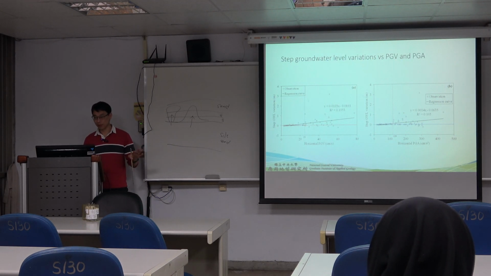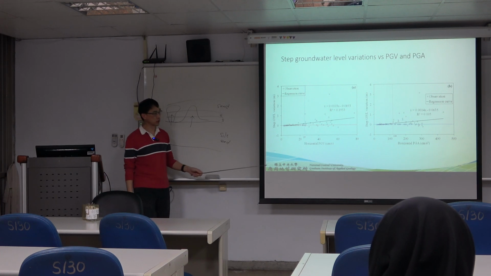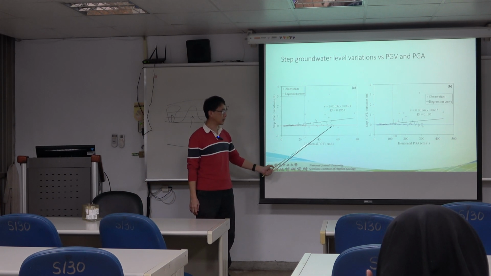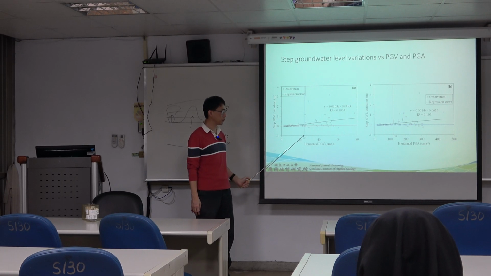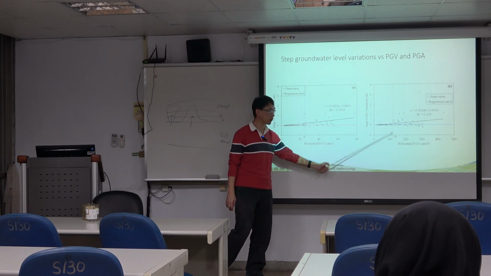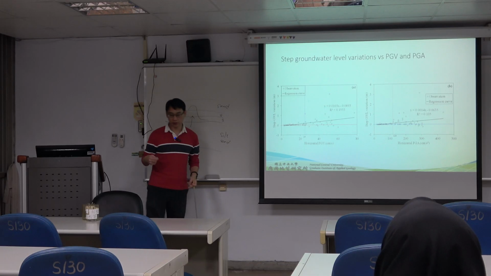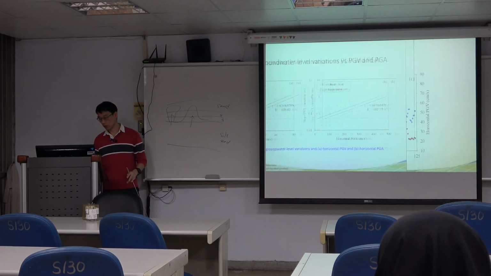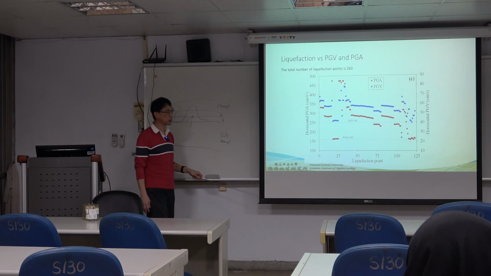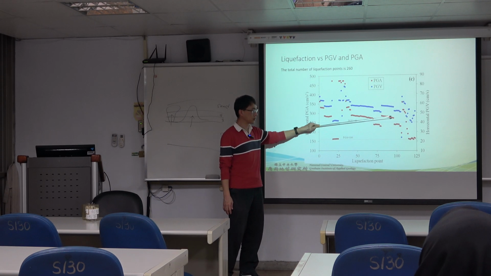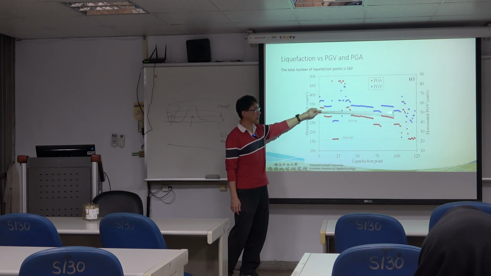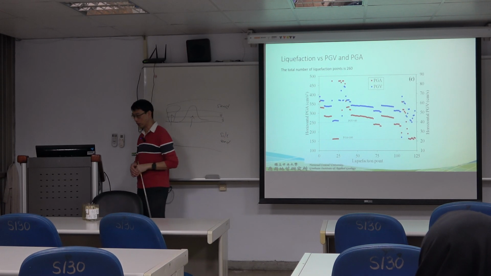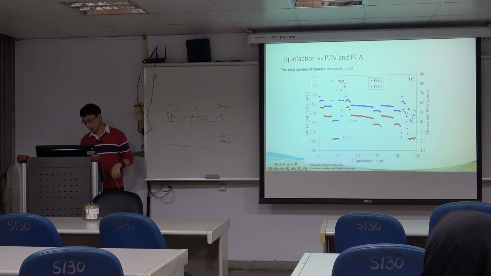So we try to do some comparison and try to find out the threshold. This is where the higher ground level response happens, with the PGV and PGA. We try to find the threshold for triggering larger ground level response. So let's try to do the quantification. We read the PGA and PGV quantities, and that could be the threshold to induce the largest liquefaction events. So we try to find out the threshold for PGA and PGV.